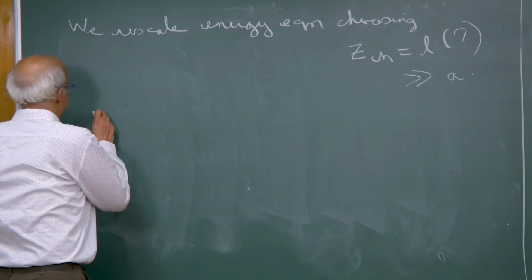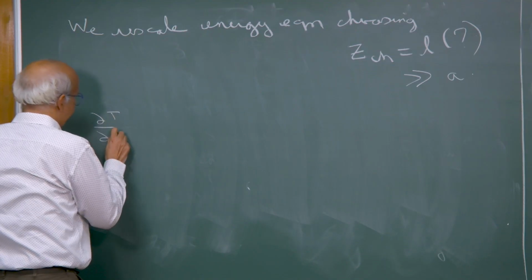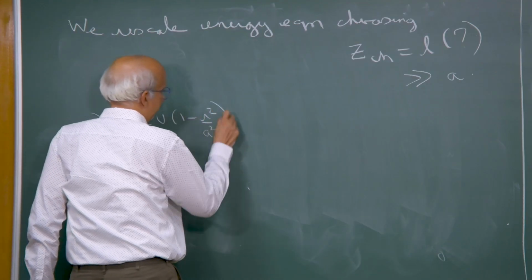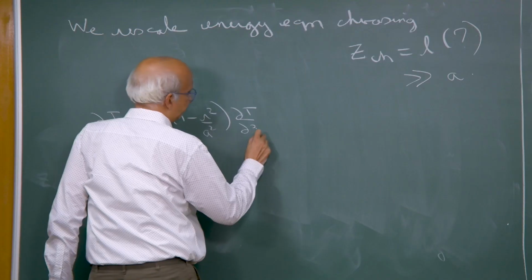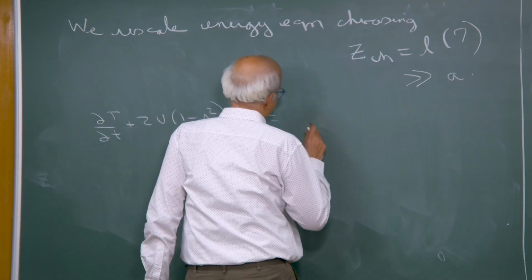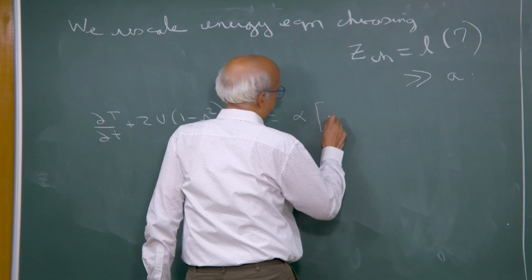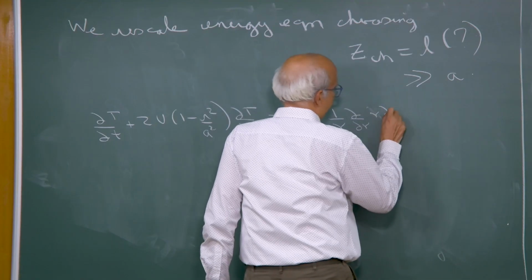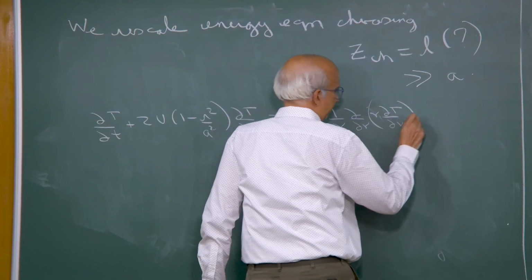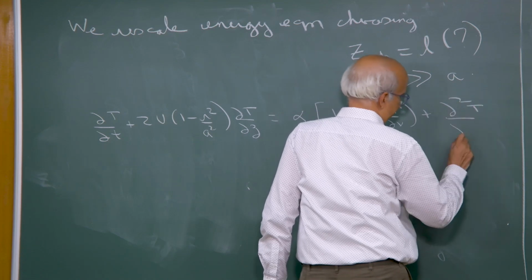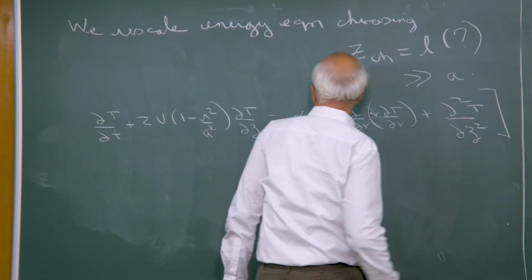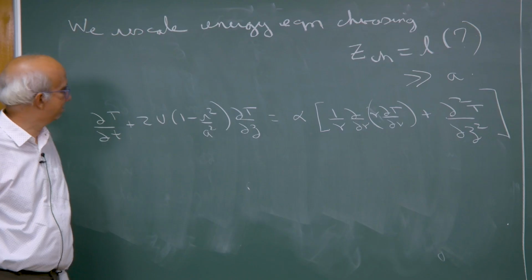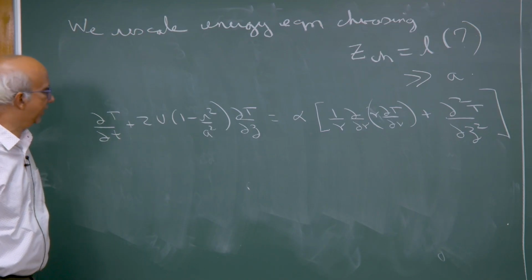So, let us go back: dT by dt plus 2u times (1 minus r squared by a squared) times dT by dz equals alpha times the Laplacian. Okay, it's fine.